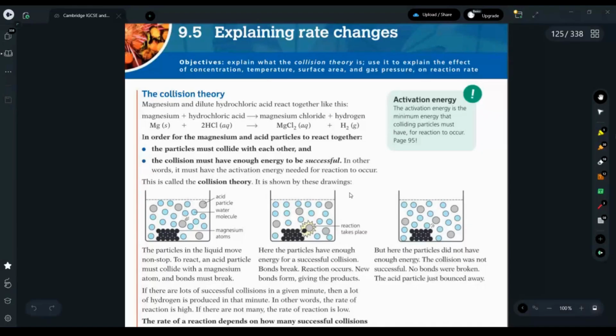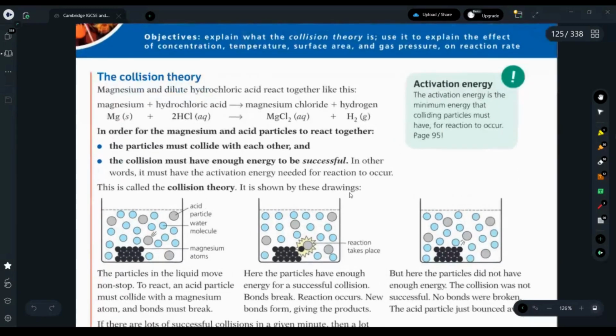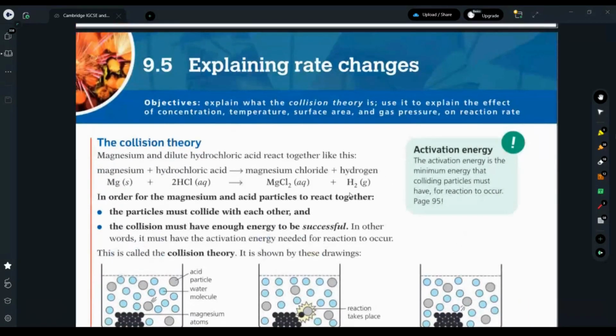Let's start with the explanation of rate changes in this case. We'll go through all the rate changes quickly and try to understand how it actually works. I will require two classes, today and tomorrow, so I will be able to finish all those things in quick succession.